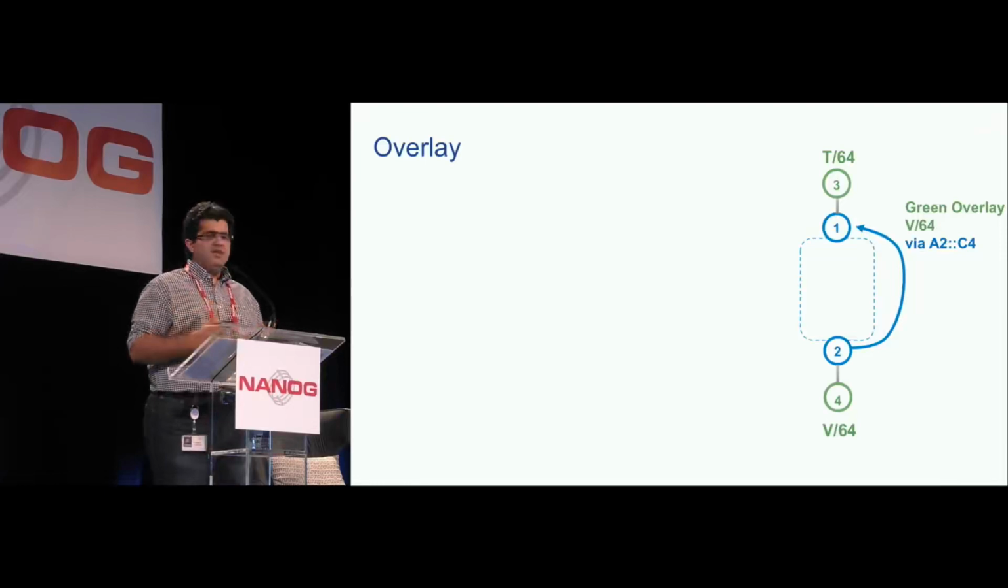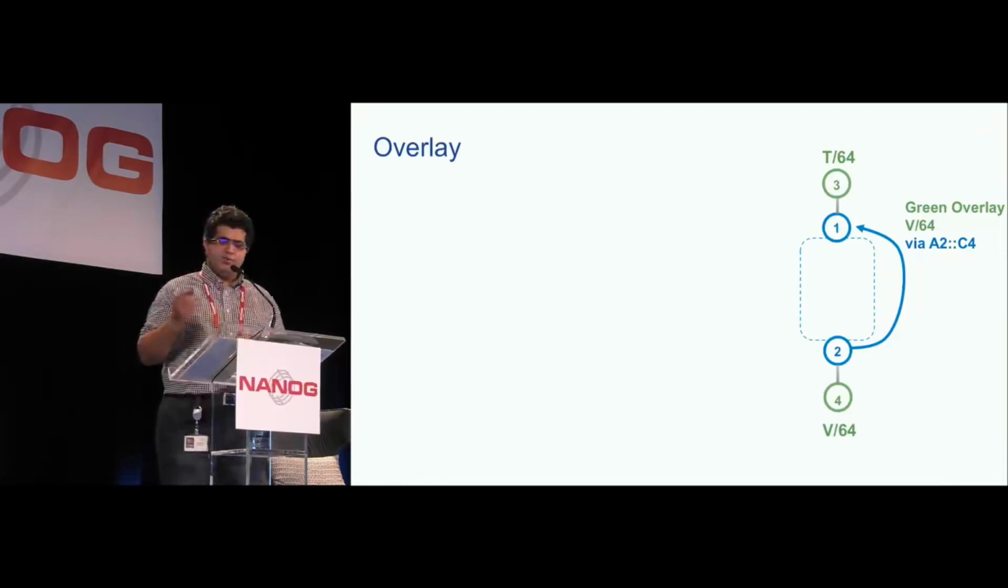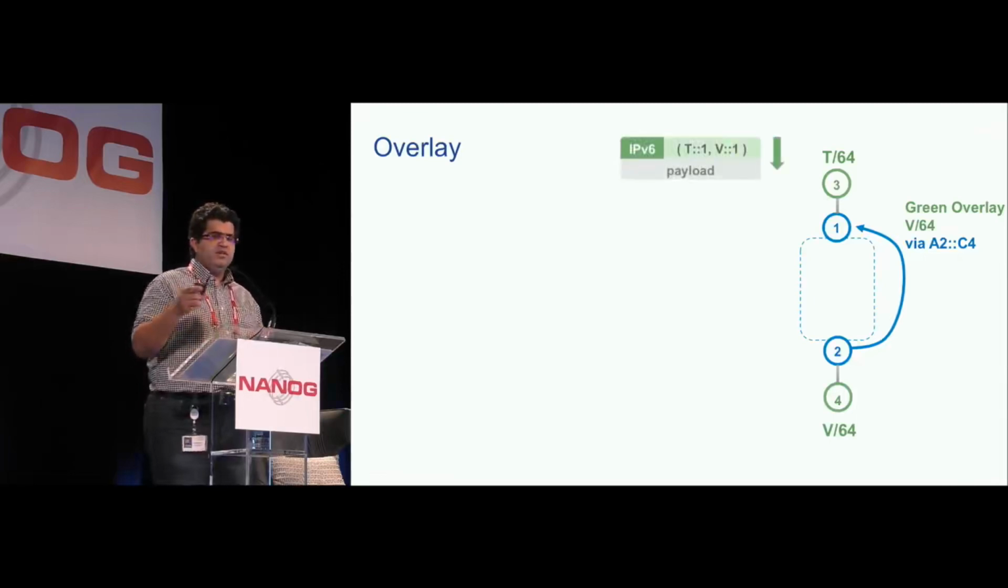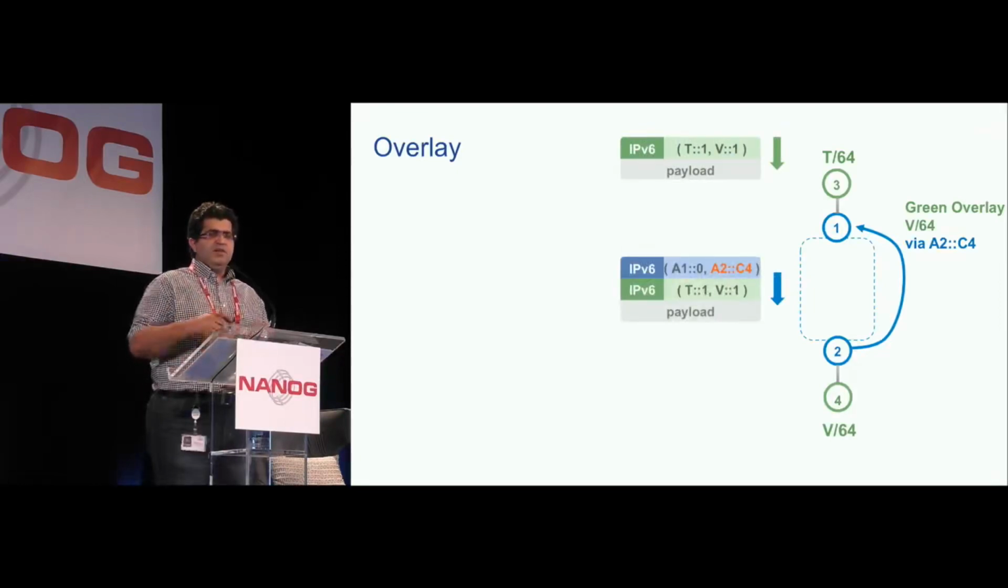So BGP signals the information from 2 to 1, and it will signal for the prefix v6-4 with the next hop as A2::C4. Once the route reaches node 1, and the packet comes down from node 3 to node 1, node 1 will encapsulate with the outer IP header and put the A2:C4 in the destination address. And that's it. Now you're just routing normally to node 2.